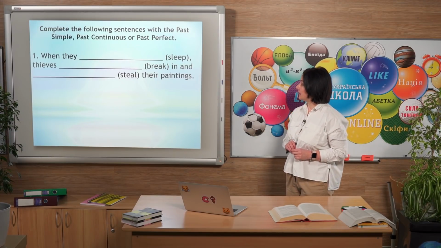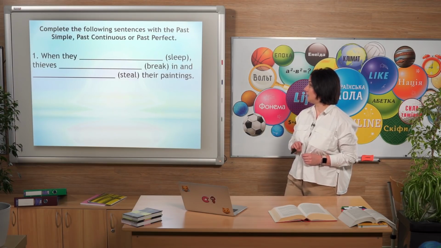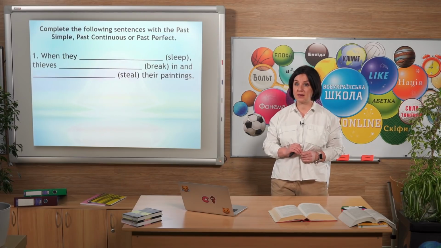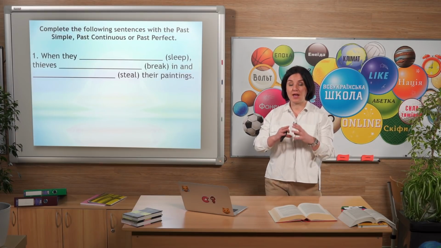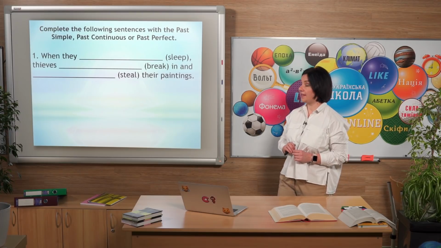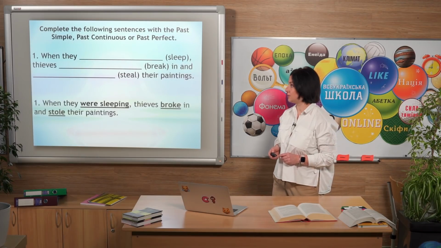When they sleep, thieves break in and steal their paintings. A very, very bad situation. So what do we have here? We have here a longer action, and it is the first one. And then we have two actions that interrupted the longer one. Think a bit, and then I'll show you the answer. Okay? So here comes the answer.